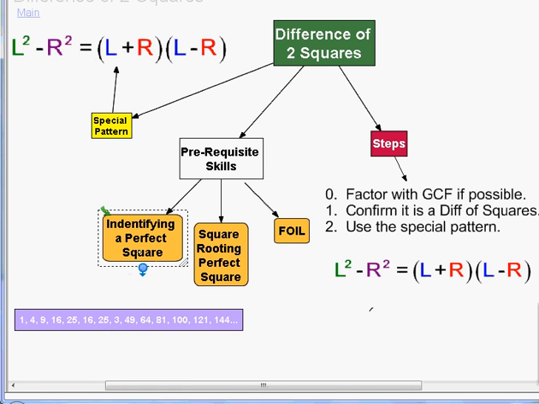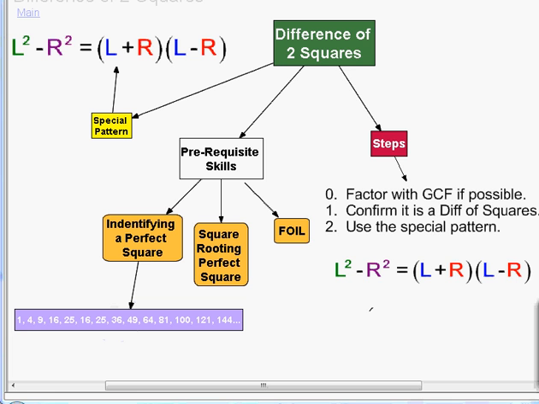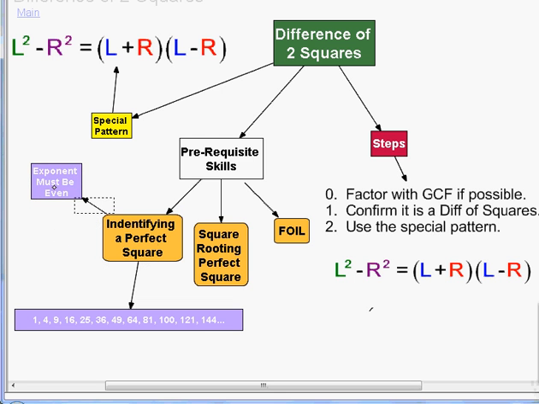Well, if it's non-variable, you have to make sure you know that list of numbers. Okay? Again, 1, 4, 9, 16, 25, 36, etc. It does go forever. We do want to also recall that the exponent just has to be even, otherwise you won't get a perfect square.